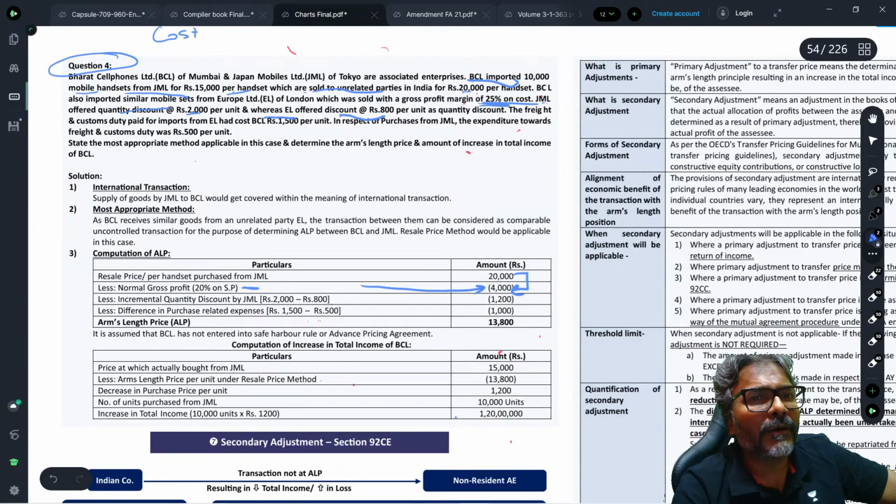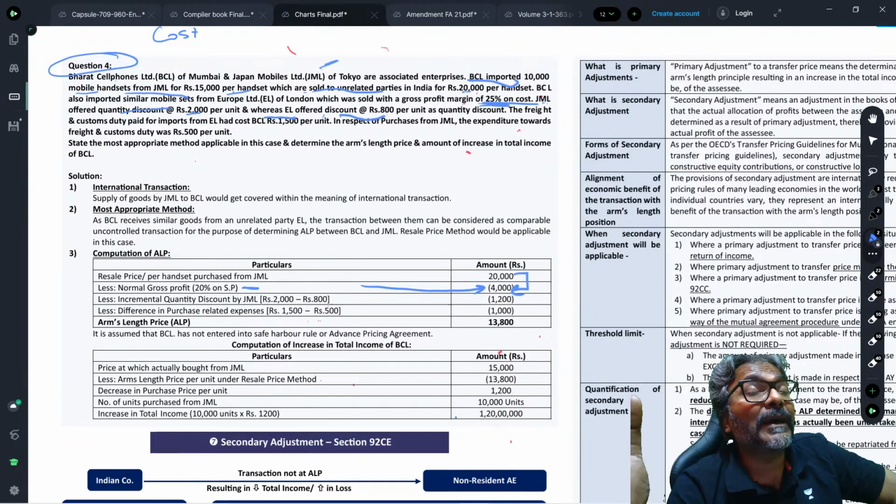Now if you see the uncommon factor, JBL offered a quantity discount of 2,000 per unit, whereas EL offered a quantity discount of 800 rupees per unit. So please be careful over here. The quantity discount in the case of JBL is more, 2,000, whereas in the case of EL it is less. Therefore, in the ALP which I am determining now, I have to give more quantity discount. How much excess quantity discount do I need to give in the ALP? The excess quantity discount is 1,200. That is what I will reduce further.